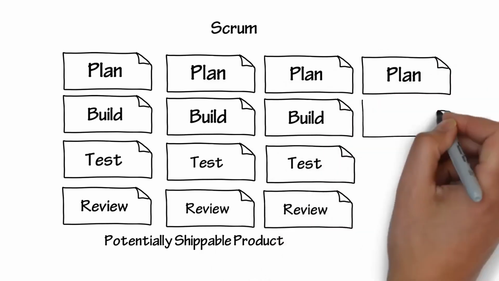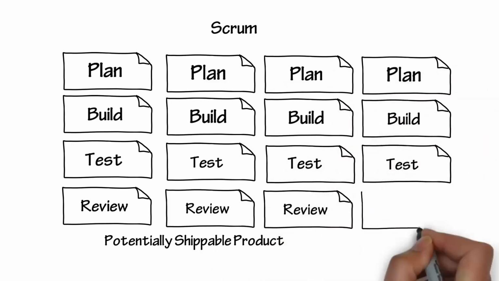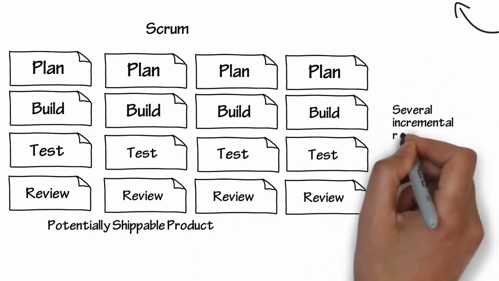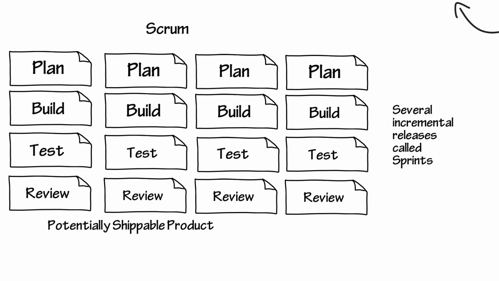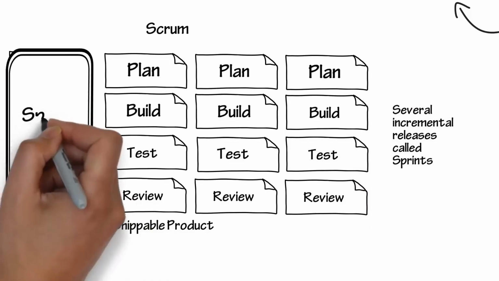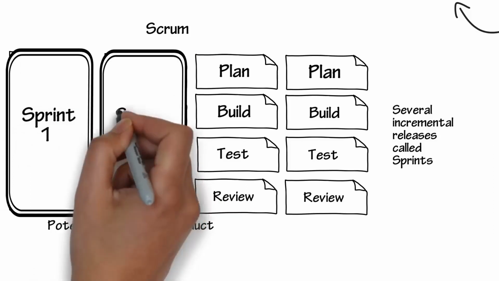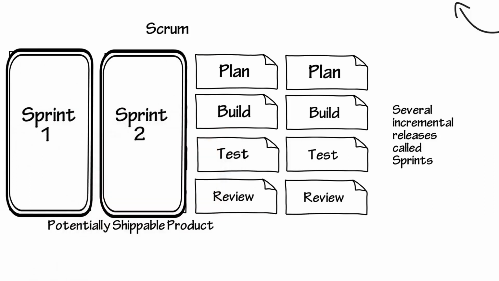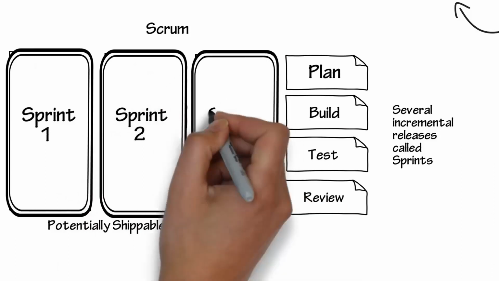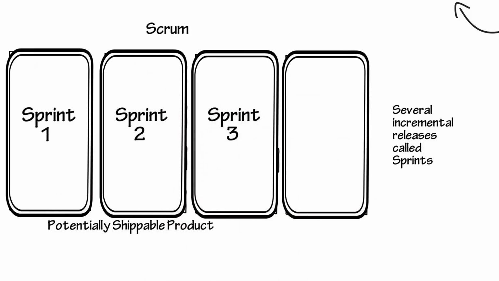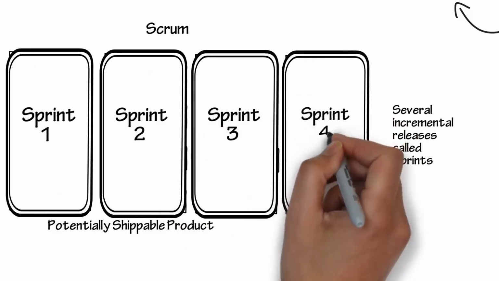Each time through the planning process, we're doing just enough planning to complete the next incremental release. You end up with several incremental releases called sprints. A sprint usually takes from 1 to 3 weeks, and you just keep repeating these sprints until your product is feature complete. Sometimes you may end up shipping your product after the second sprint, or the third, or the fourth, or even further, but you eventually end up with a shipping product.